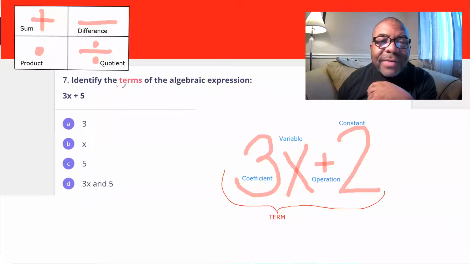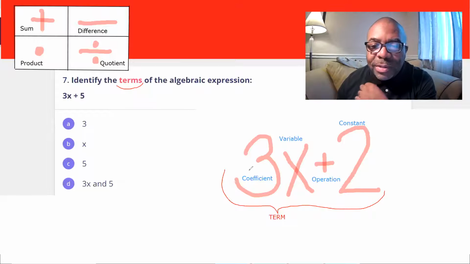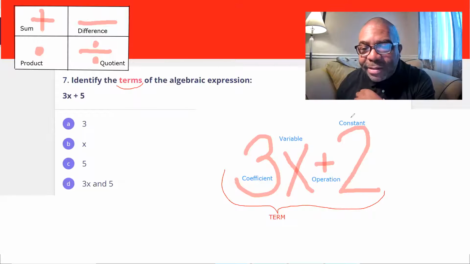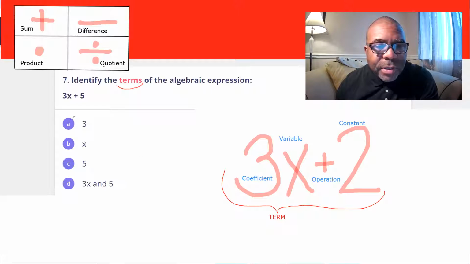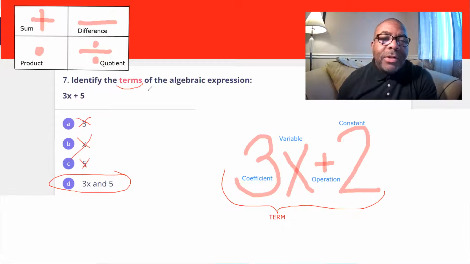So identify the terms. Now the terms include the coefficient, the variable, and the constant. It just doesn't include the operation. So would that be 3? Nope, because 3 is just the coefficient. Would that be x? No, because x is just the variable. Would it be 5? No, I'm just being facetious. The terms would be 3x and 5. Hopefully that was your answer.